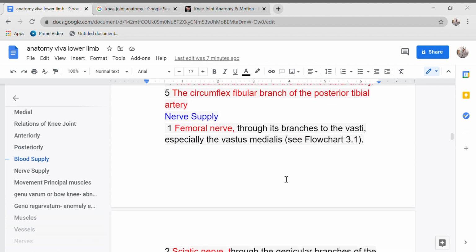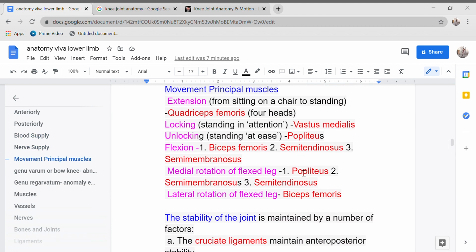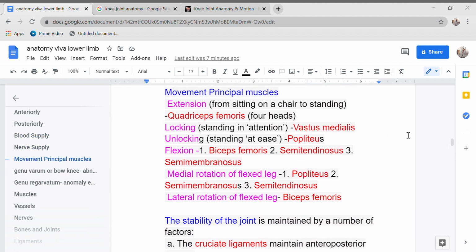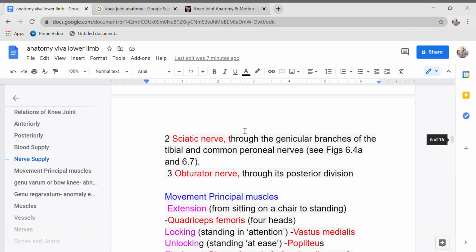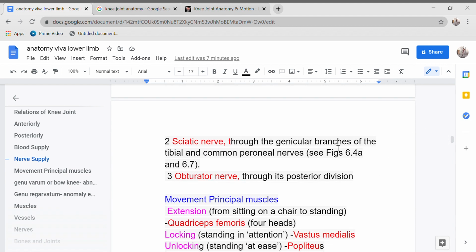Nerve supply, you have femoral nerve, sciatic nerve, obturator nerve, okay, will be present. Then movements, you can see the extension. So femoral, sciatic and the obturator nerves. Okay. This is the adductor compartment, this is the medial compartment, the posterior compartment, all the three nerves.